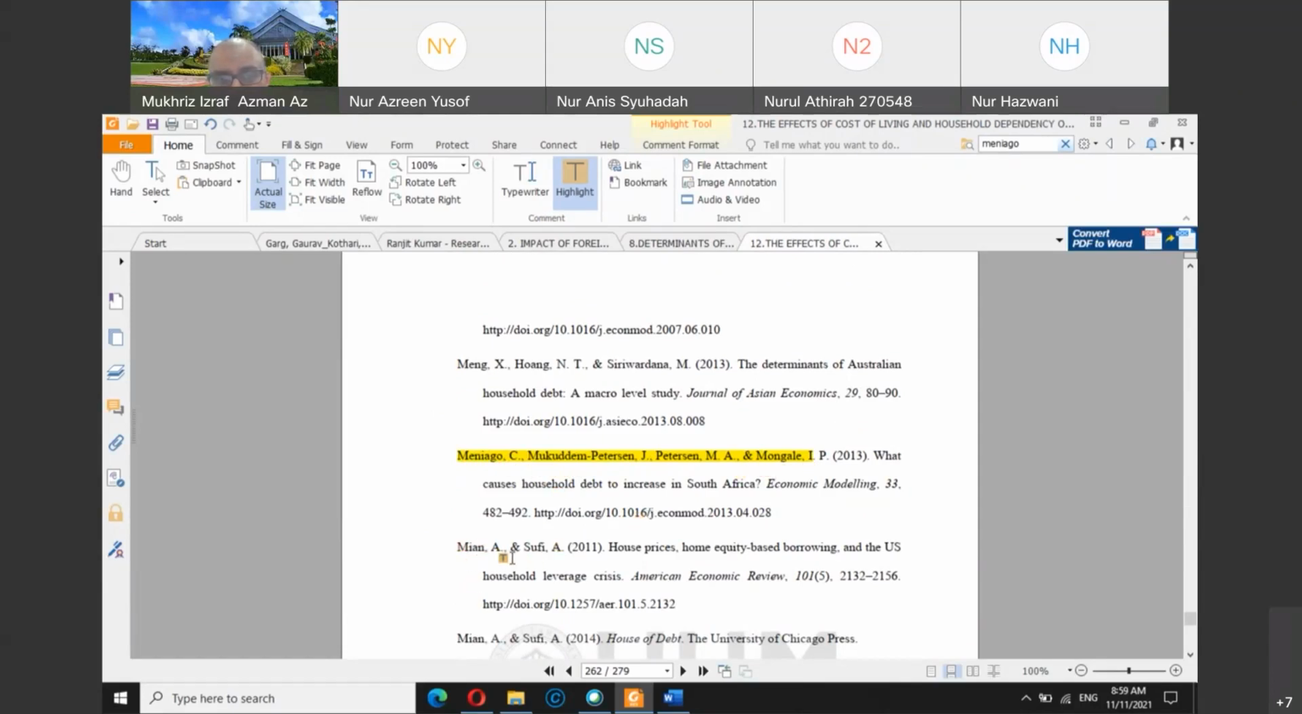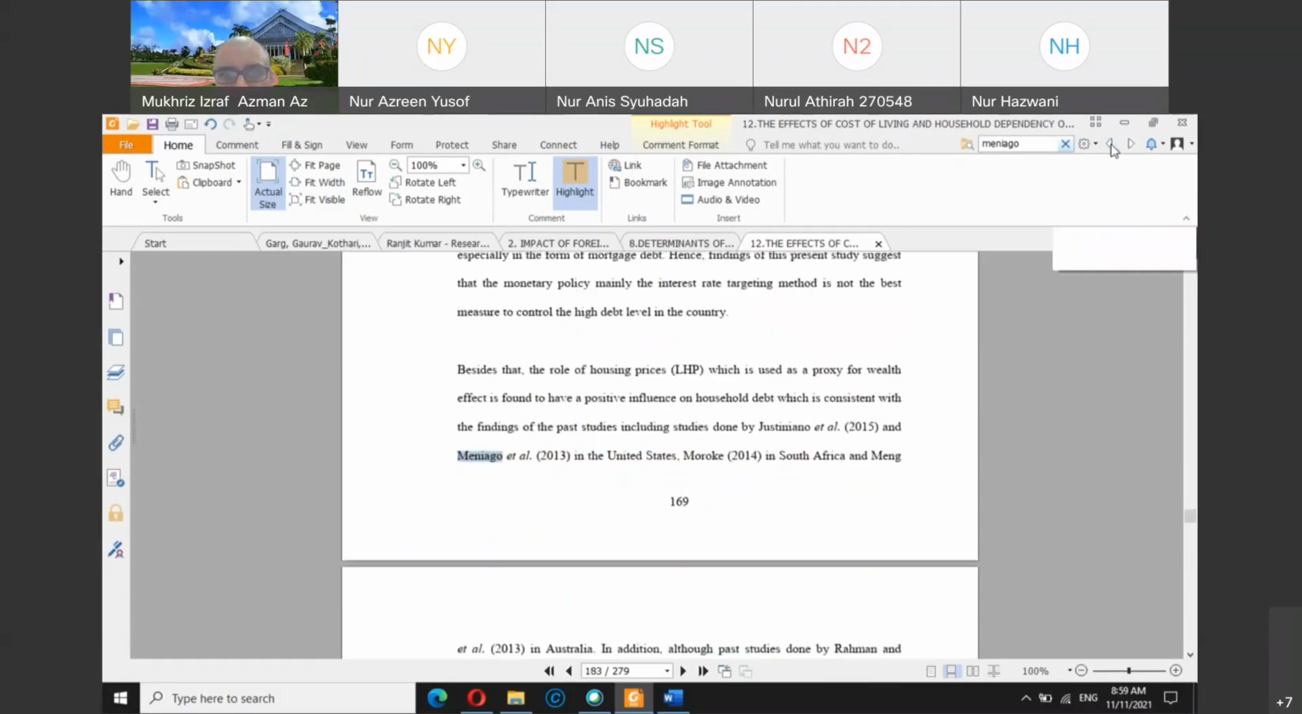For example, Mian and Sufi. You can put according to Mian and Sufi 2011, because there are only 2 authors. But when the article is written by more than 2 authors, 3 and above, you need to cite as et al. Et al. is an acronym to mean Maniago and others. Maniago and others.